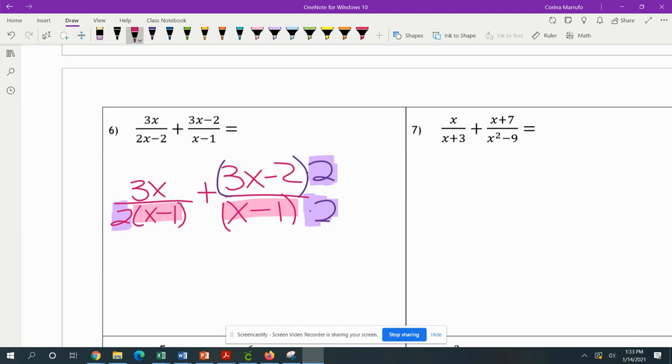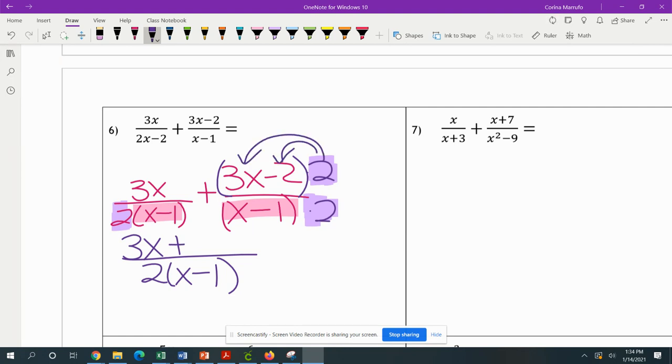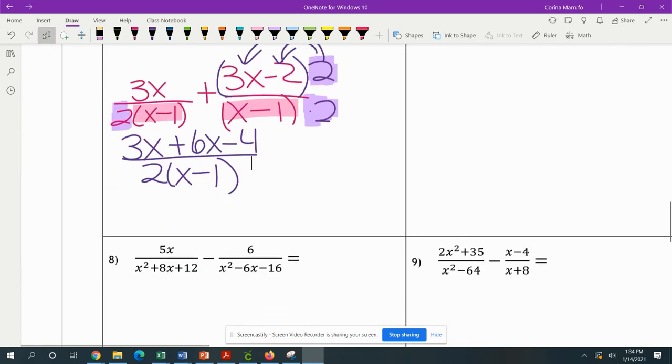Okay, so now that we've got a common denominator of 2 times x minus 1, I'm going to leave the bottom like that. On the top, I have this 3x, and then plus, I'm going to go ahead and distribute this 2 to each one. So that gives me 6x minus 4. Okay, we're almost done. All we've got to do is combine like terms.